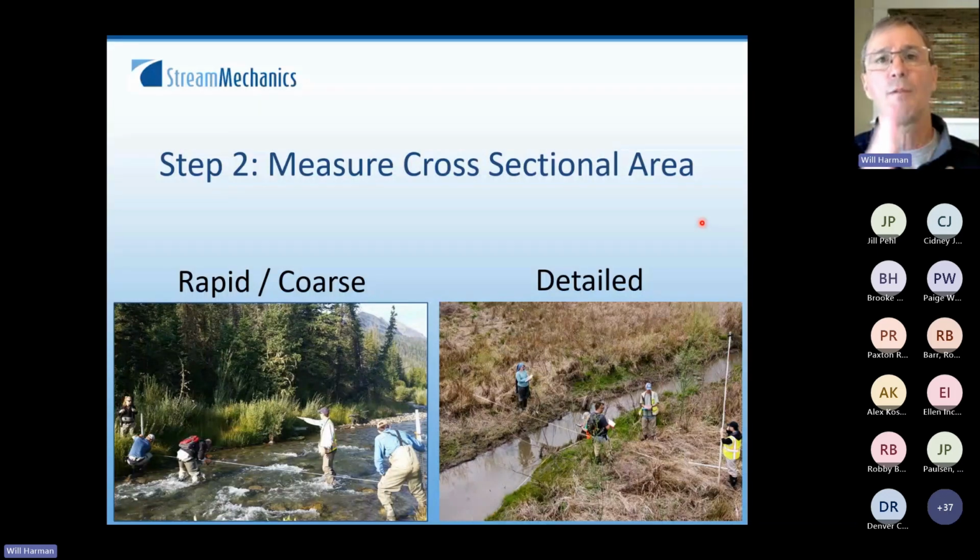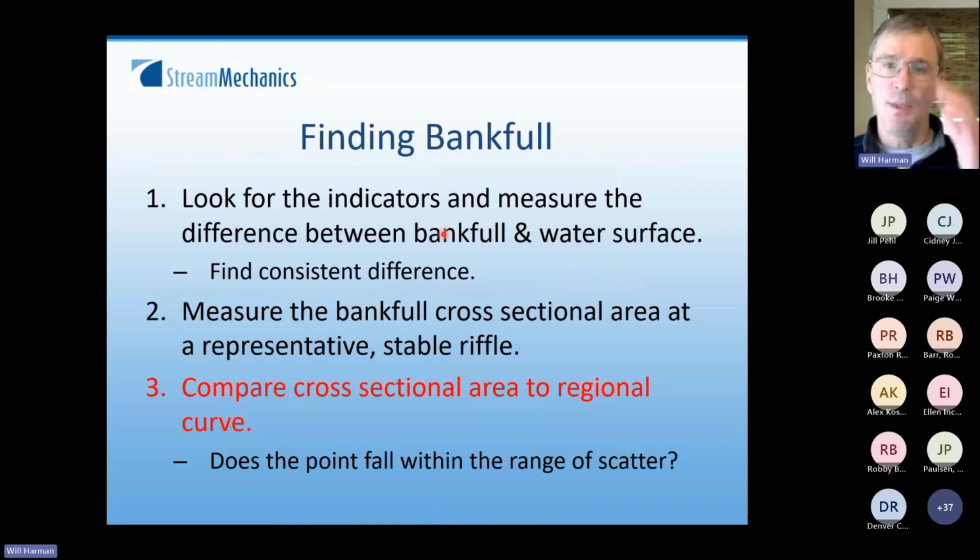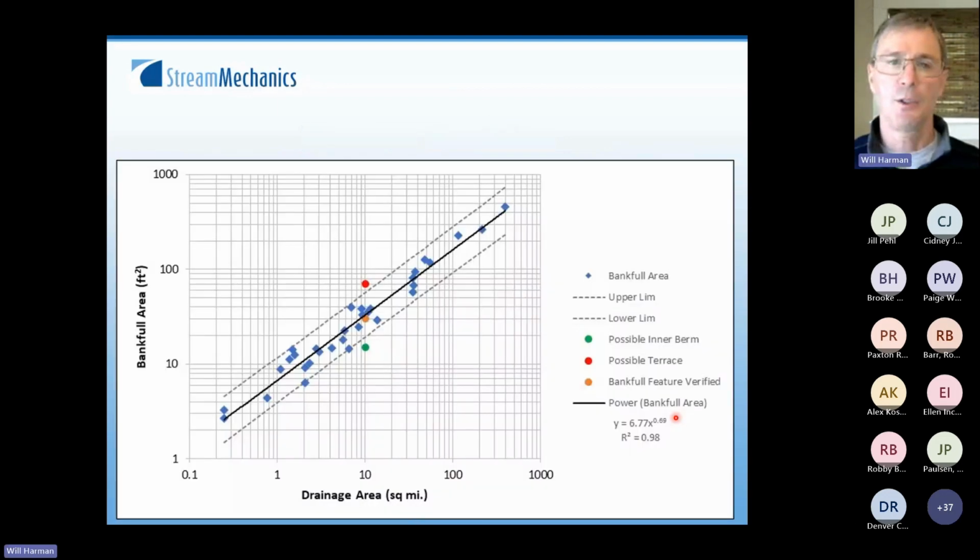But once you have finished that process, you do want to go ahead and survey a riffle to be your final representative riffle. And then once we have that cross-sectional area from our representative stable riffle, we can compare it to the cross-sectional area on the regional curve and answer this question: does the point fall within the range of scatter? So here's what we're talking about.